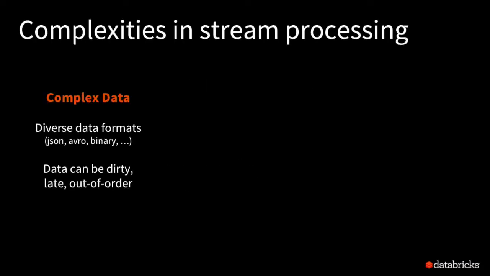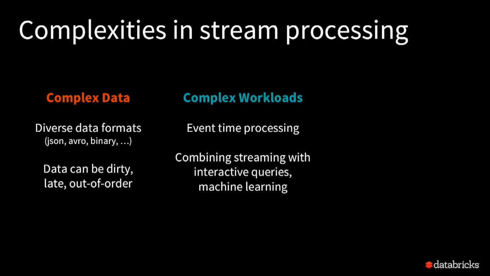There are essentially three main reasons. One is that with stream processing, you have to deal with a lot of complex data. There are many diverse formats: JSON, Avro, custom binary, all sorts of data can come in all sorts of formats. And data can be dirty. You can have corrupted data, late data, out of order data, and you have to deal with all of these in your streaming applications. Which means that the workloads you run on the streaming platform can be quite complex.